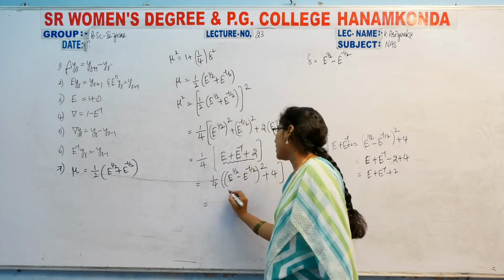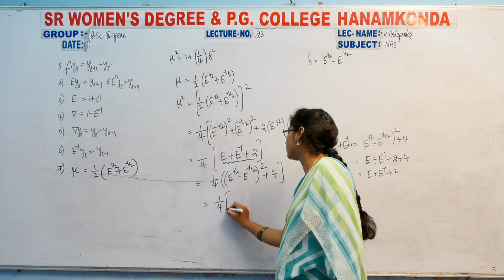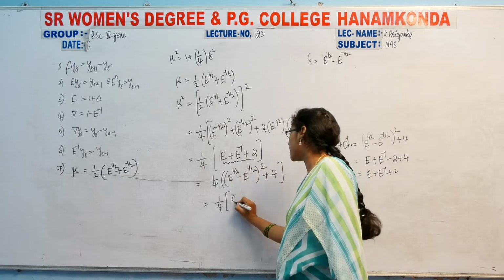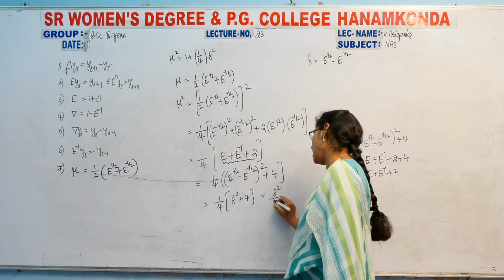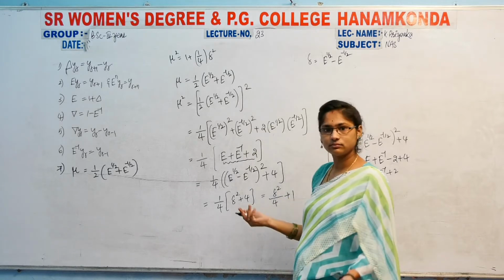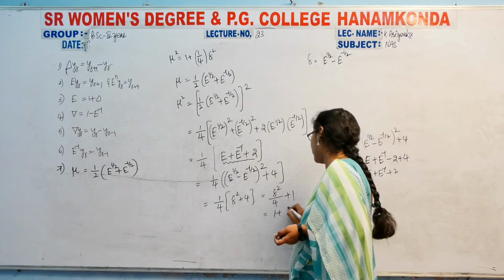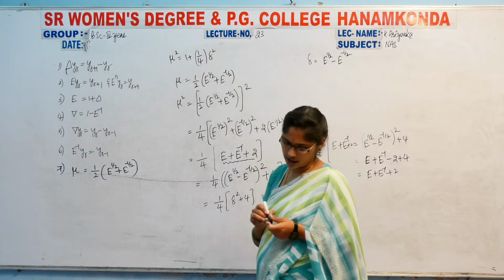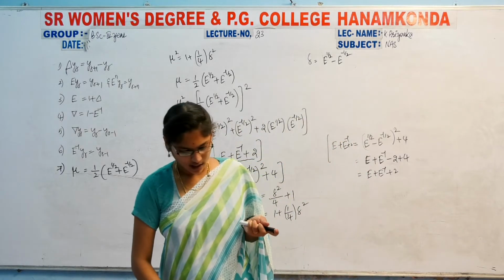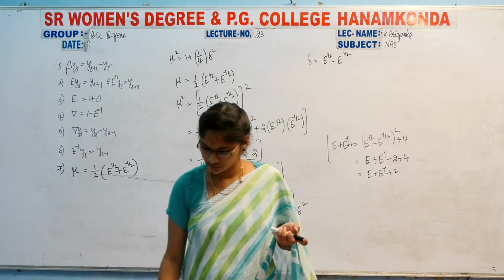Now here 1 by 4 of what is the value? Gamma square plus 4. Now can I write it as gamma square by 4 plus 1? That is nothing but 1 plus 1 by 4 of gamma square. This is nothing but the value of mu square. Okay, next write down.